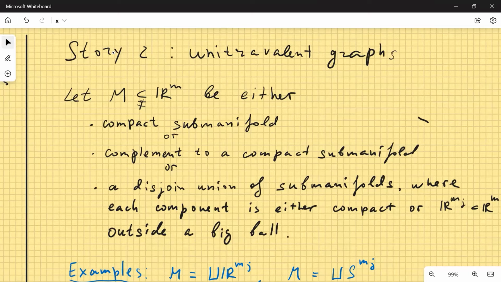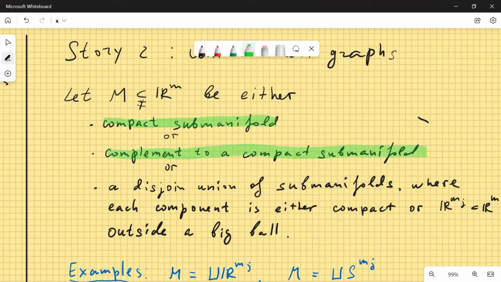So consider the following situation. M is a submanifold of R^m, and we consider all possible situations where M is either a compact submanifold, right? Or we can consider that M is a complement to a compact submanifold, or more generally to a compact subset. So it's a situation when M is a neighborhood of infinity.